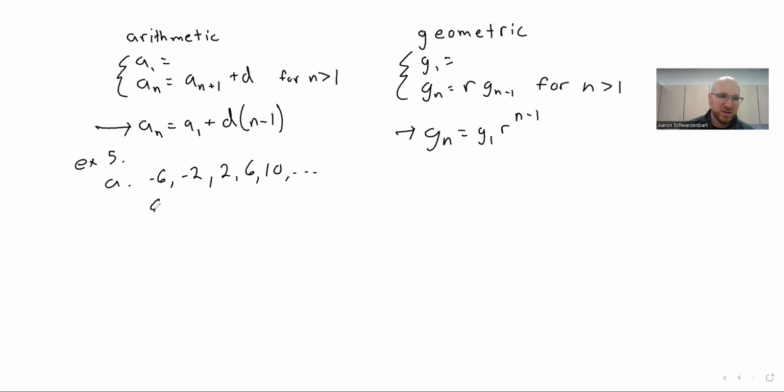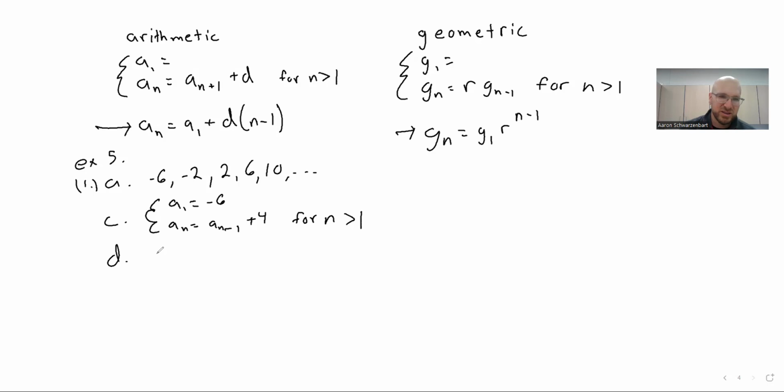The 10th term, well, I'm going to find the formulas first. So I'm going to do part C and part D. This is part 1 of example 5. A sub 1 is -6. A sub n is previous term plus 4. You always add this for n is greater than 1 because you can't do the first term that way.